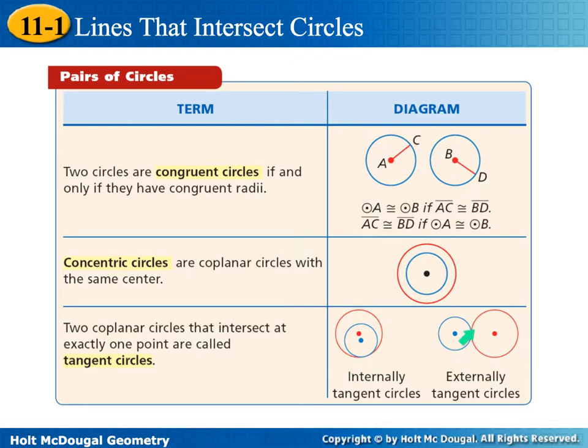Now here we have externally tangent. Still the same idea. They touch at one point, so they're tangent circles. Basically, if the circles lie inside each other, then they're internally tangent, and if they don't, then they're not.